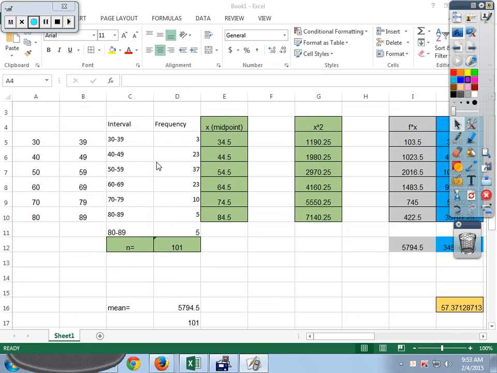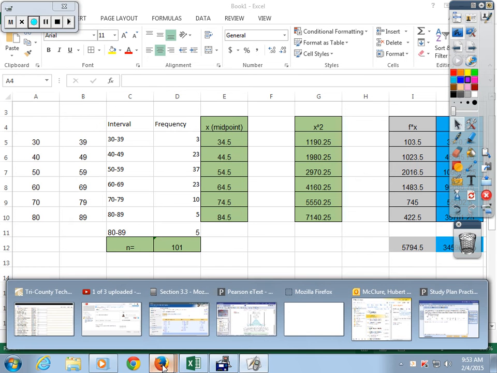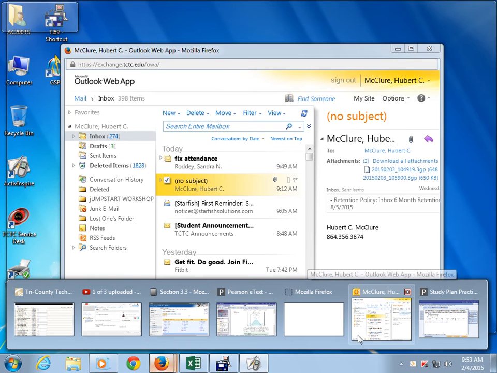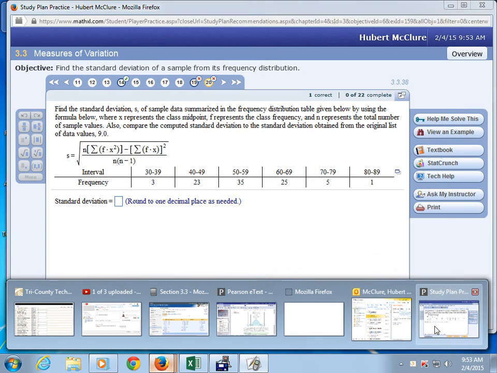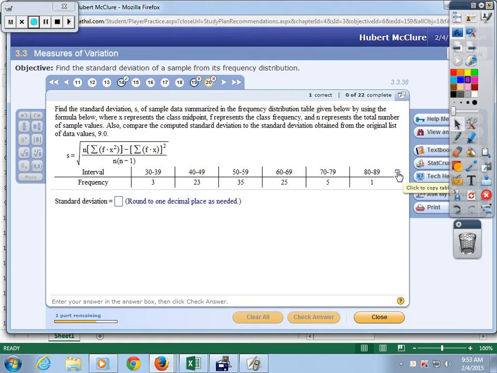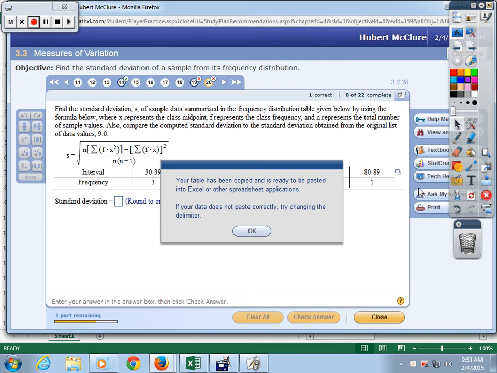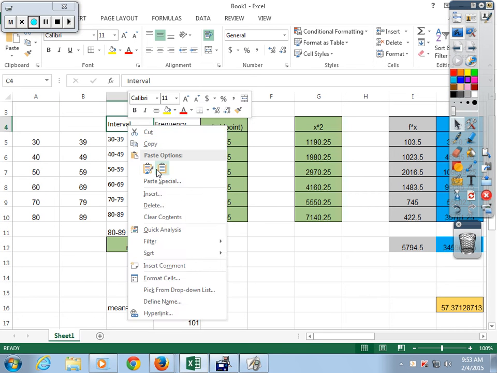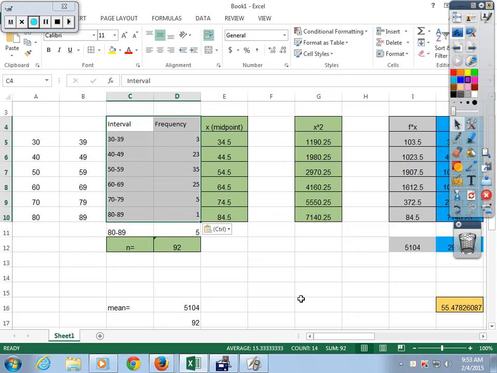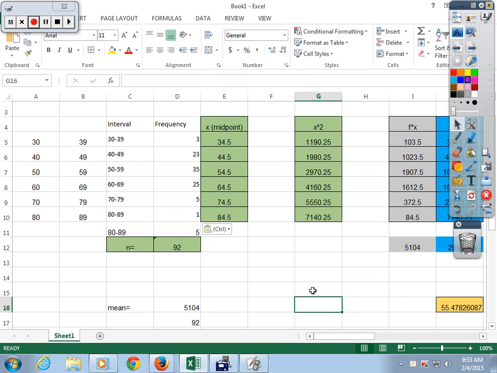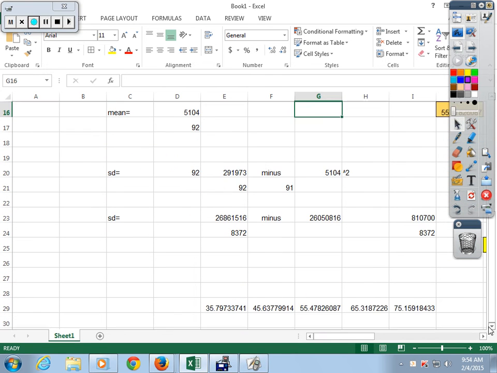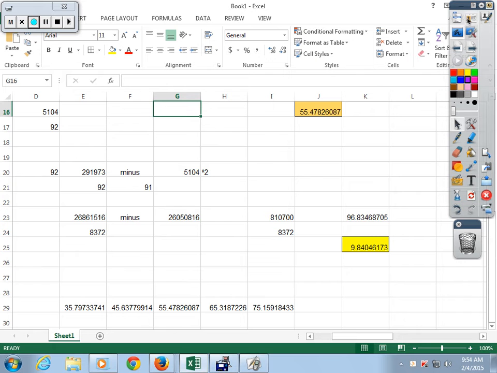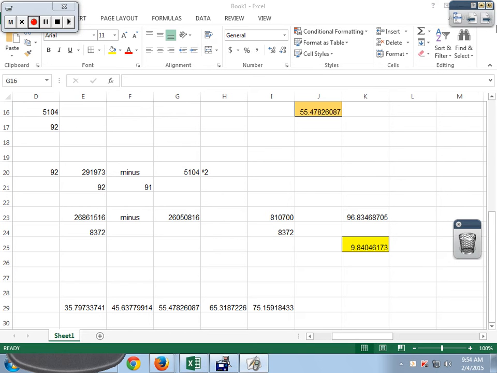Okay, so what I do is I go over here, and this shows you why, if you want to do a spreadsheet, because you don't have to punch it in. You just go here, copy table, go to your Excel spreadsheet, paste, and you're done. And your values are right there.